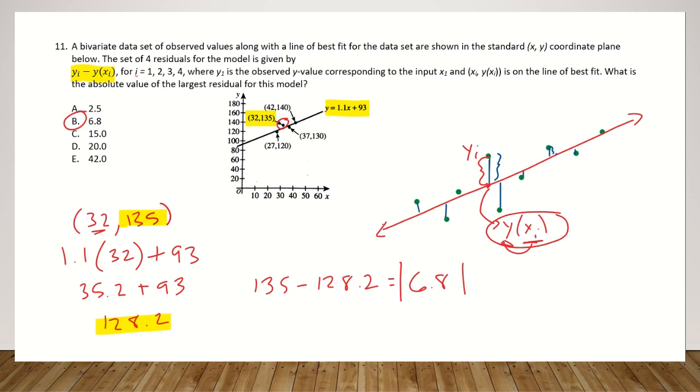The reason why they ask for the absolute value is because sometimes the residual can be negative if the dot is down below the line, right? But a residual is like a distance. And we want that to be positive, and that's why they ask for absolute value.